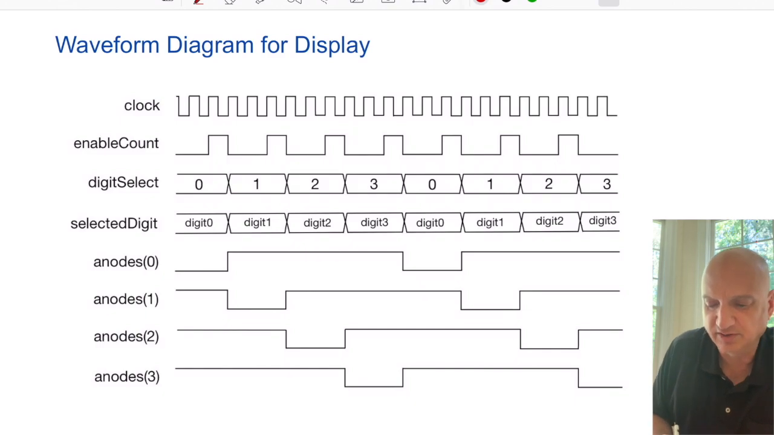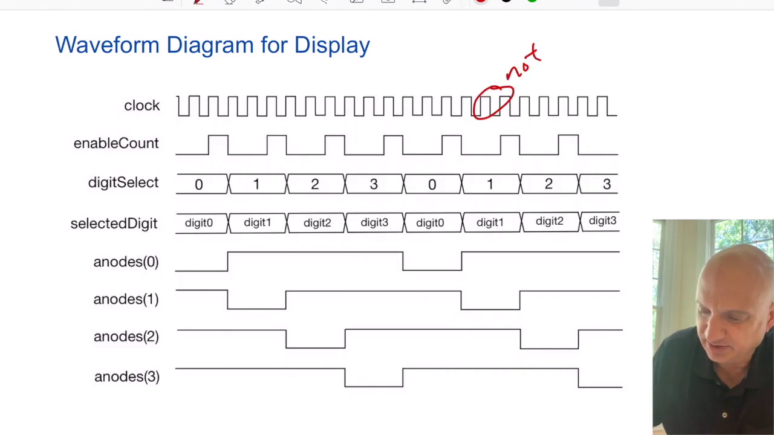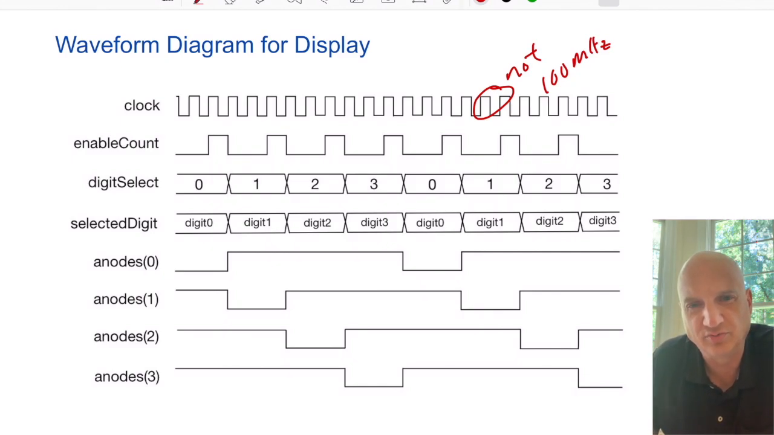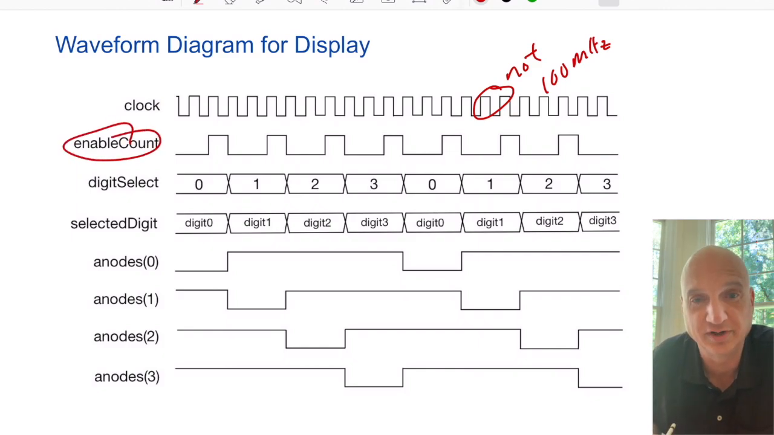And so in this particular case, I've only picked out a few, and I've also done something that's important for you to recognize. This is not 100 megahertz. So in order to show this in a more realistic way, I've decided to pretend the clock is very, very slow. In fact, it's 3 cycles of the clock that will cause a pulse on our enable count. Remember, the enable count basically causes the system to work and advance to the next state.